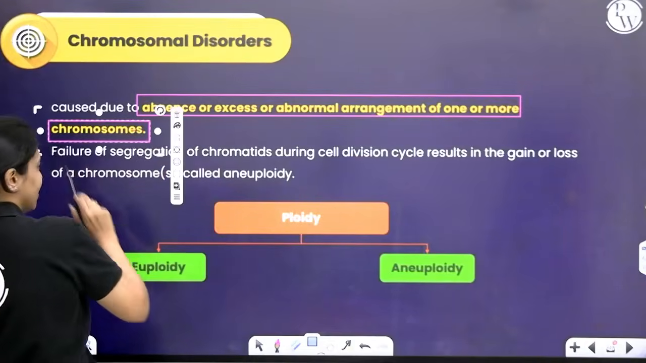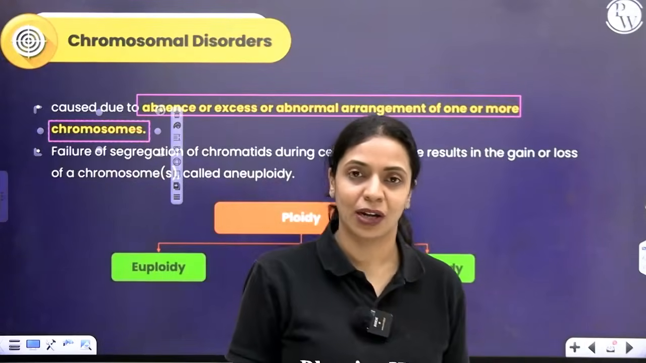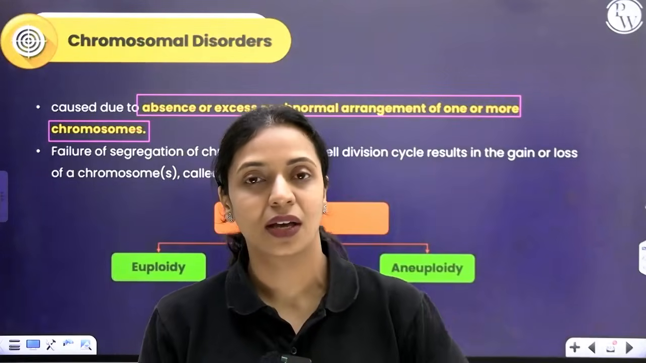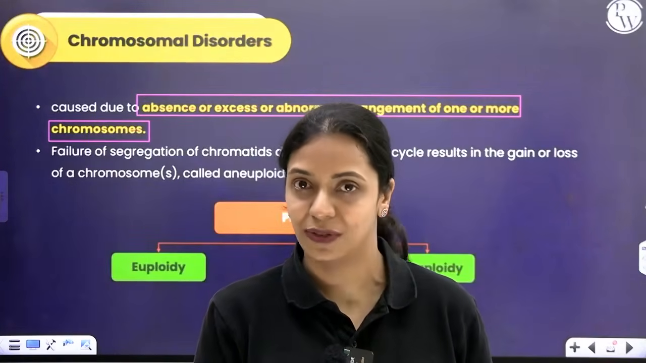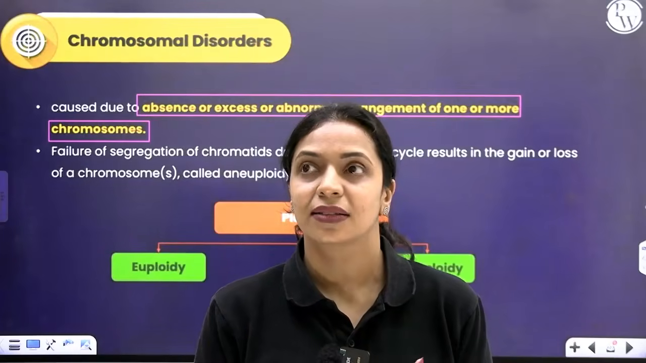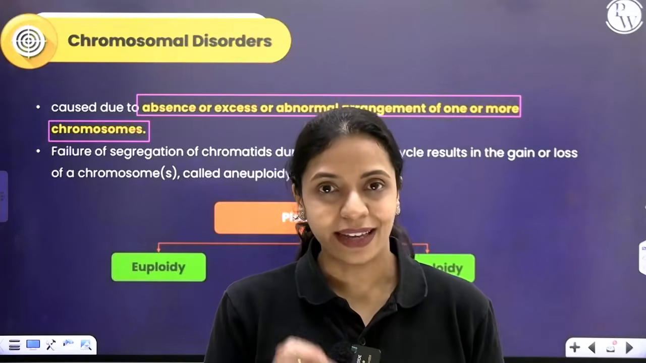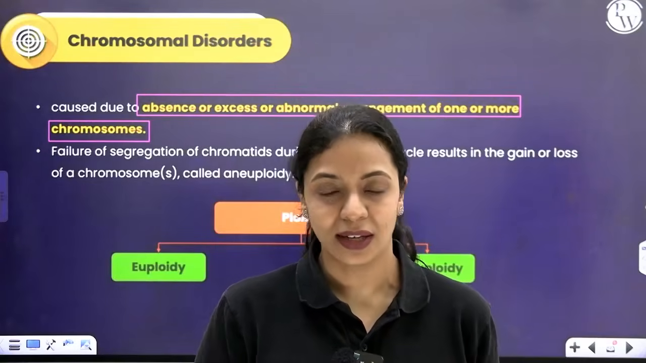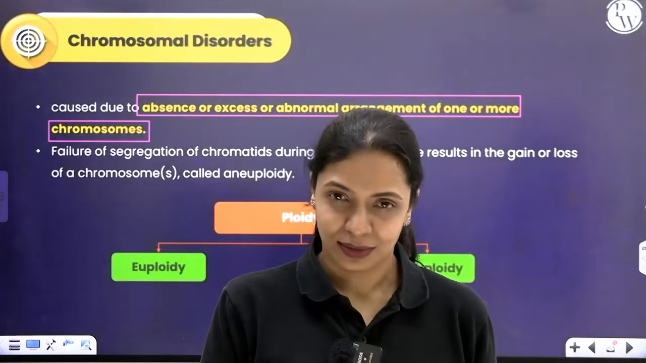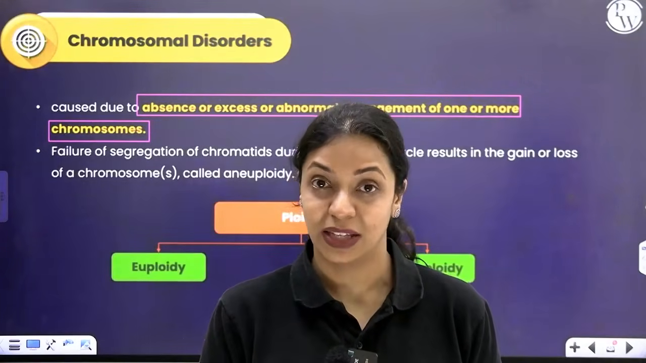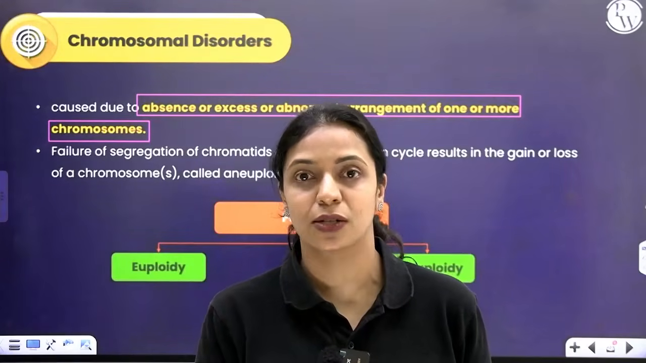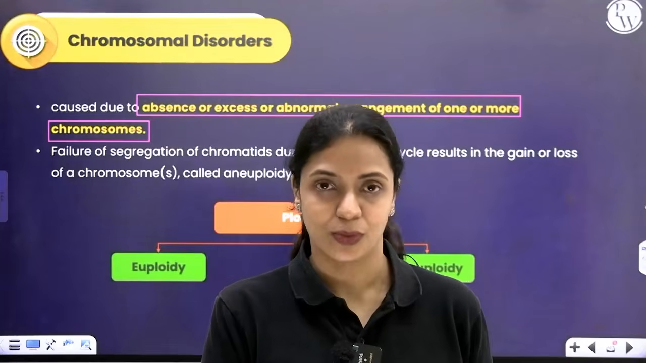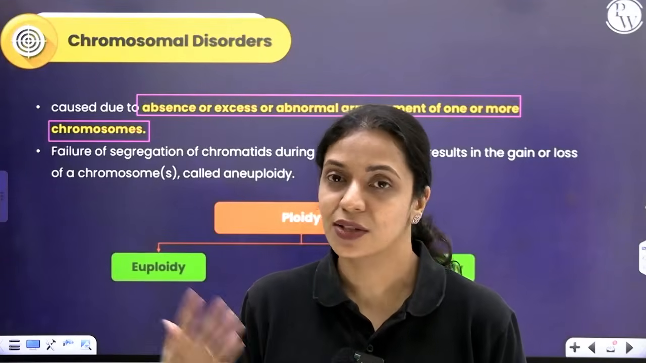Why do you think a person can have more than normal number of chromosomes? Instead of 46, how can one person have 47? Instead of 46, how can one person have 45 chromosomes? That could be because during gamete formation, during meiosis, chromosomes have not segregated properly. In the gametes, ideally 23 chromosomes should be there, but if by chance a gamete has 24 or 22 chromosomes, then it could result in disorders like these.